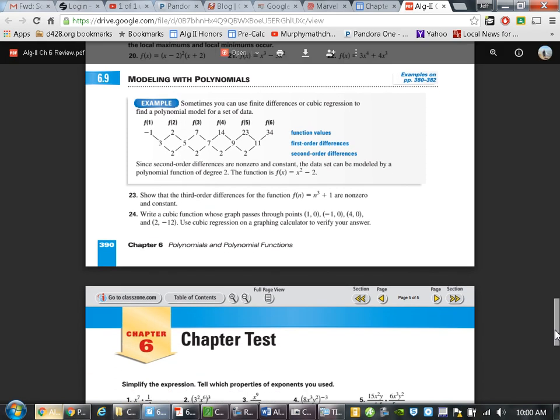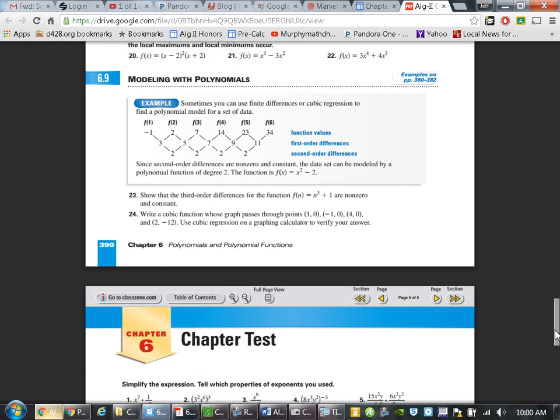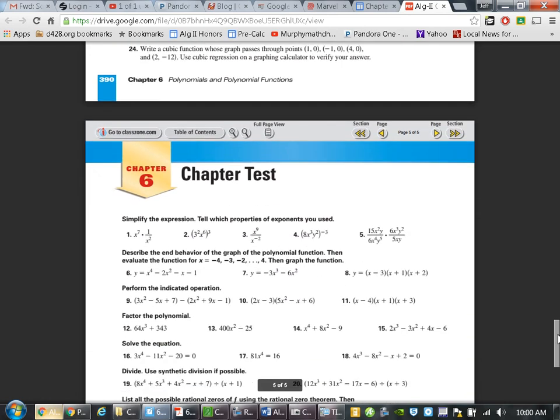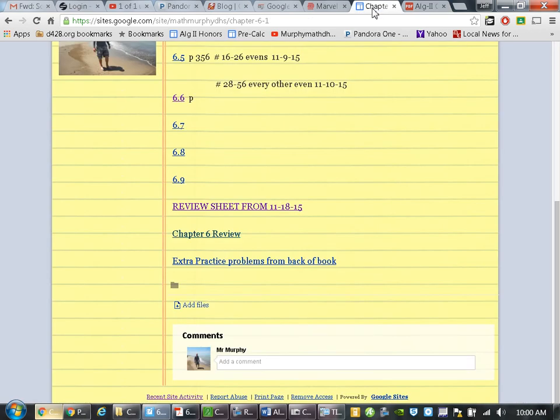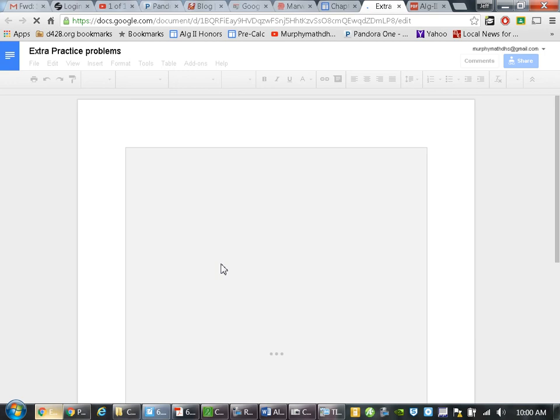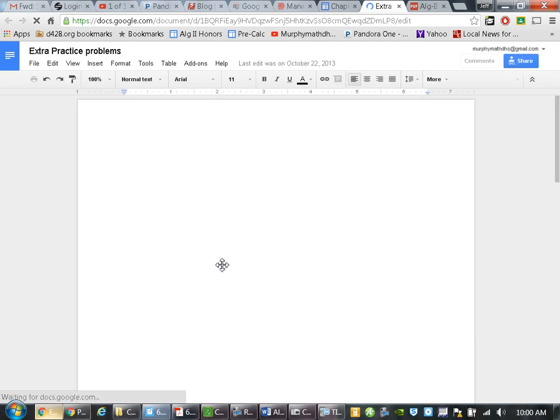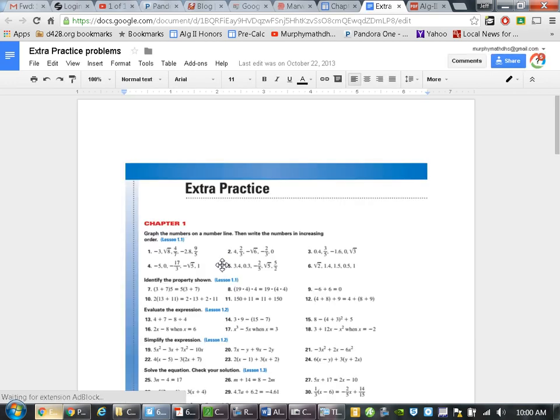Obviously, we did not do this whole third order differences and things like that. We did write the cubic function. We'll do those third order difference things second semester. It's actually kind of cool. And then there are little test parts, you can try some problems there. Also on there I have the extra practice problems for the back of the book, which is another tab of all the problems in the very back of the book, where they have all those extra problems for all the chapters.